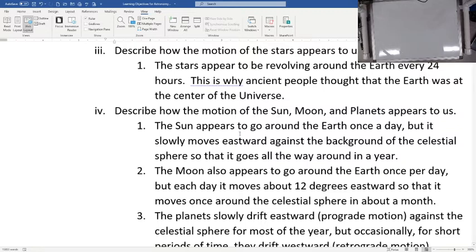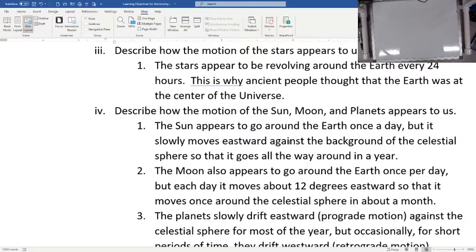And so the sun appears to, of course, go around the earth once a day if you're an ancient person. But it's actually slowly moving eastward against the background of the celestial sphere so that it goes all the way around in a year. Those are two effects: us rotating on our axis every 24 hours, which makes the sun appear to go around us once a day, and us orbiting the sun once a year. Those two effects make the sun look like it's going around us every day and moving around the celestial sphere in about a year.